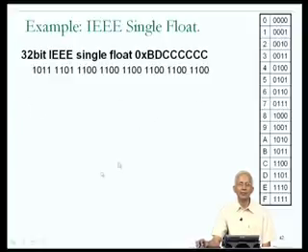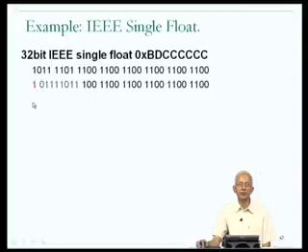Now once I've expanded the 32-bit value from hex into binary, I can now read off the sign bit, the bits corresponding to the exponent, and the bits corresponding to the fraction. The most significant bit is the sign bit, which is a 1. The next 8 bits are the exponent field, and the remaining 23 bits are the fraction field. So I read this off as a sign bit of 1, which means this is a negative value.